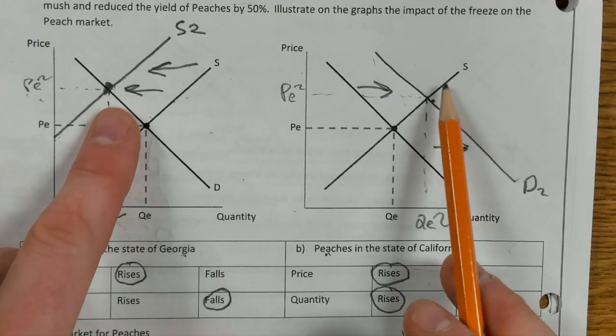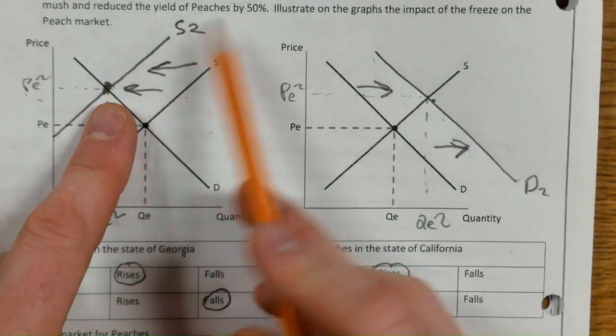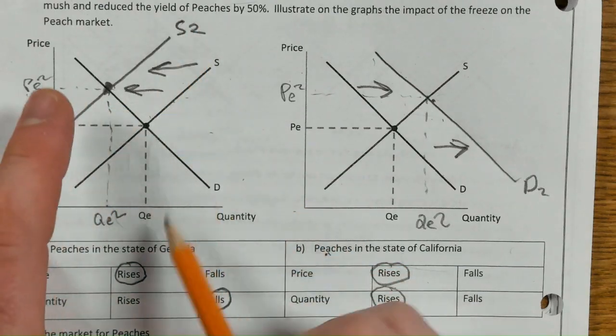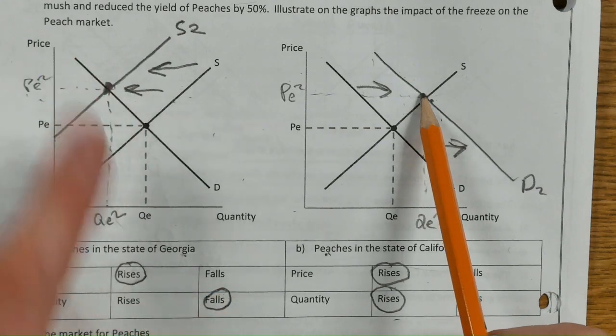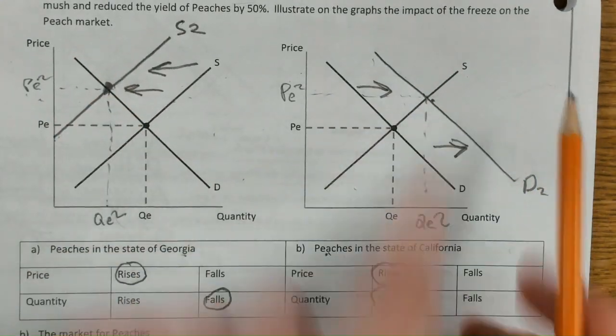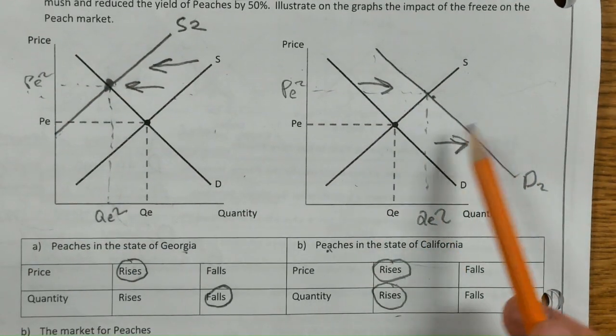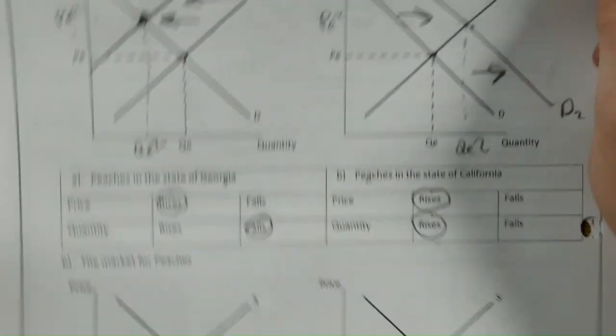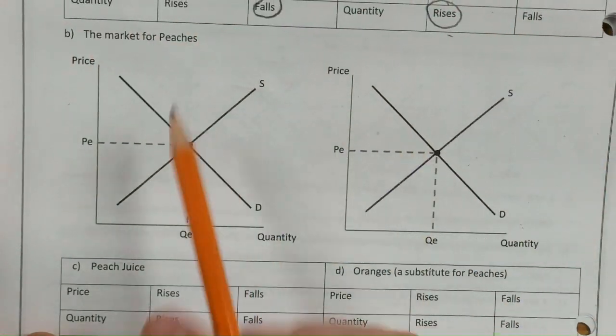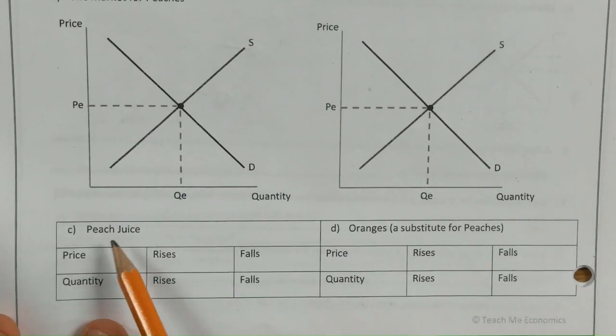So ultimately, this winter that affected peaches in Georgia has caused prices to rise not only on peaches from Georgia, but also peaches from California due to this shift in demand over here and the shift in supply in Georgia. Pretty interesting. So let's look at the market for peaches and how it affects peach juice.